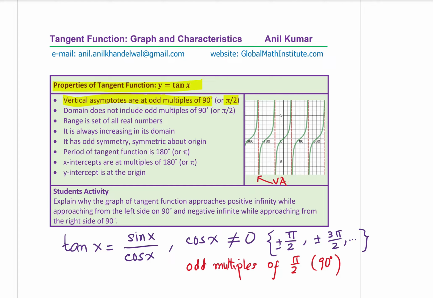So vertical asymptotes are odd multiples of 90 degrees or pi by 2. The domain does not include odd multiples of 90 degrees or pi by 2. Related statements, since the value of cosine x is 0 there, that is not included in the domain of the tangent function. So it is a discontinuous function. So one thing we learn about is that it is discontinuous.